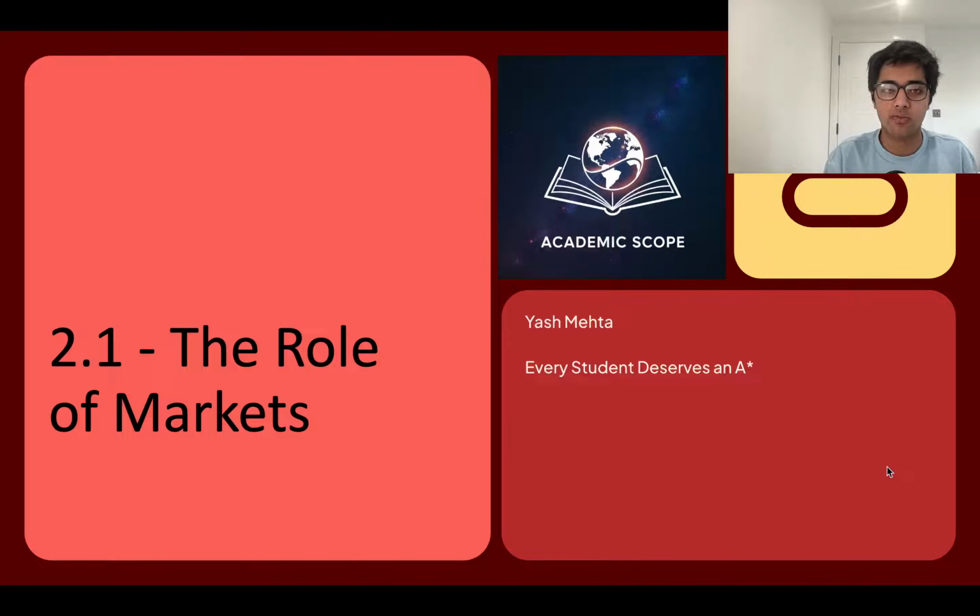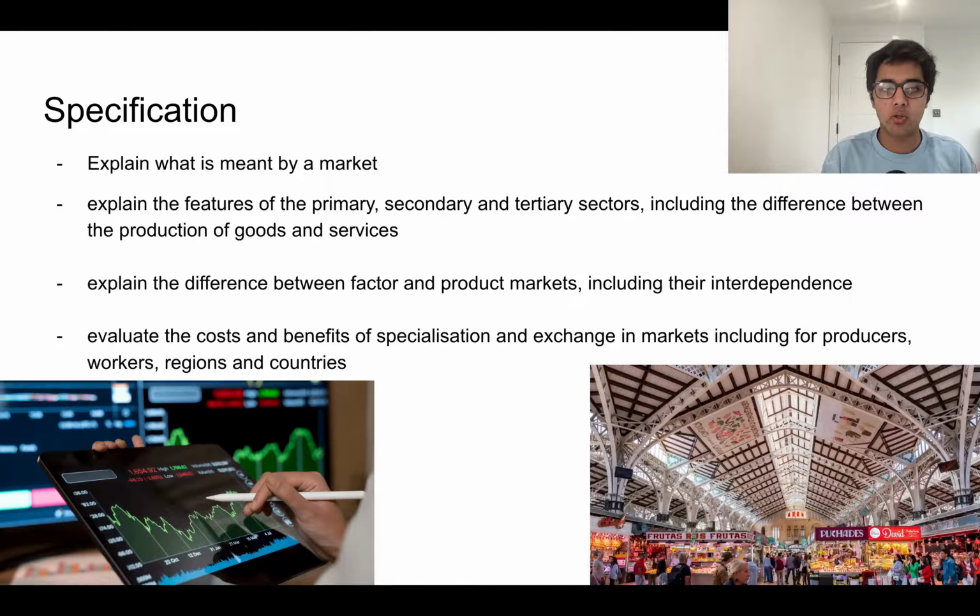Today we're going to cover GCSE Economics 2.1, the role of markets. Now, the specification requires you to explain what is meant by a market, explain the features of the primary, secondary and tertiary sectors, including the difference between the production of goods and services, explain the difference between factor and product markets, including their interdependence, and you have to be able to evaluate the costs and benefits of specialization and exchange in markets, including for producers, workers, regions, and countries.